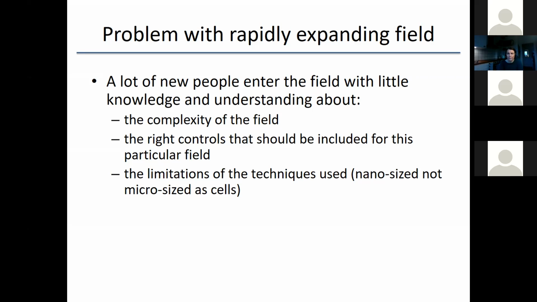So you have to understand that you need to use the right controls, because for this particular field, we have problems that you don't have if you work with cells, for example. These vesicles are so small. It means that there are limitations to the techniques used. So these are nano-sized and not micro-sized, so we have to think about these as well.